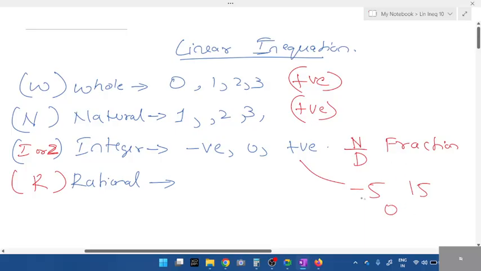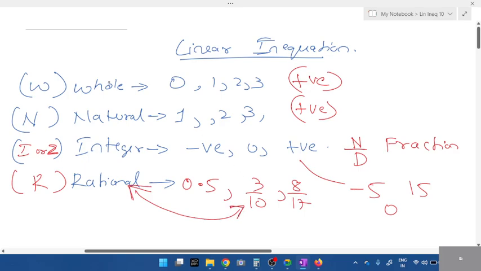So apart from these numbers, anything in terms of fraction or decimal, if I write 0.5, if I write 3 divided by 10, or if I write 8 by 17, all these are known as rational numbers. So all these are important to solve linear inequation concept and to represent number line. Is this clear? Did you understand?